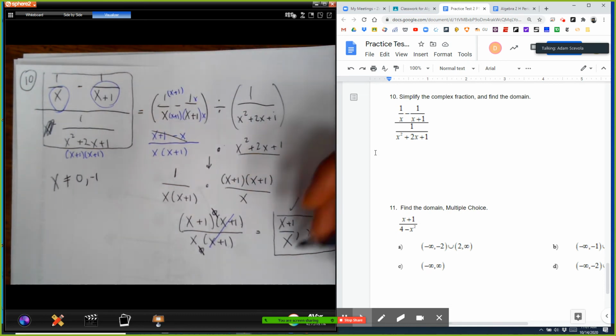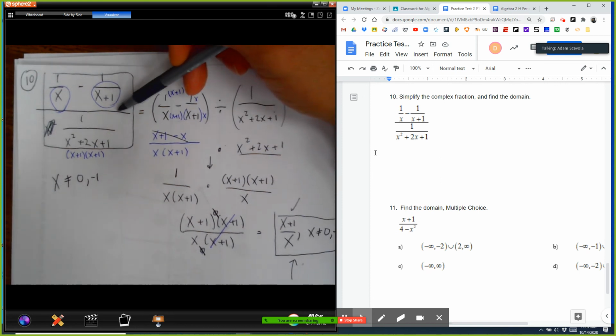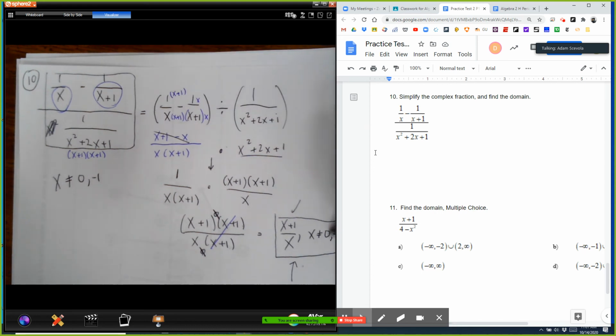But the thing is, if I plugged negative 1 into this, I would get a number. I would get 0, which is a real number. But I wouldn't get a real number if I plugged it into the original, which is why I have to take negative 1 out of my domain. So this right here is your final answer.